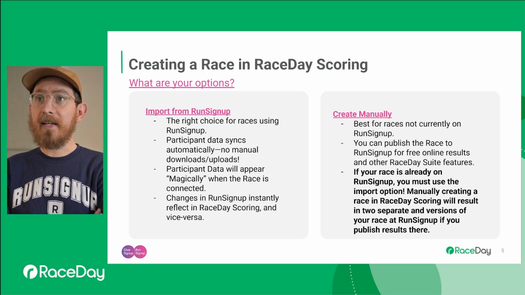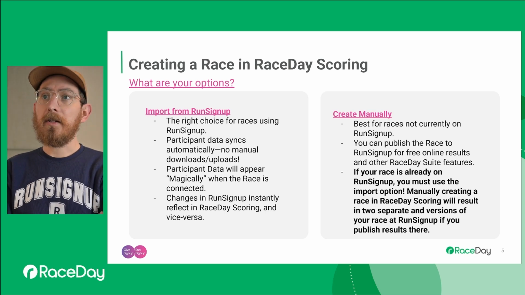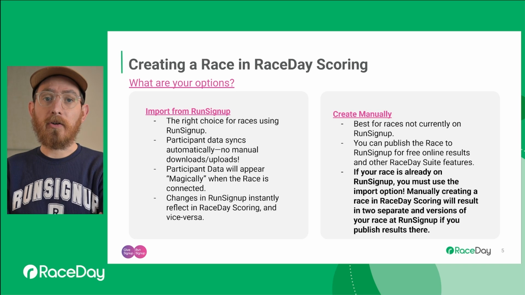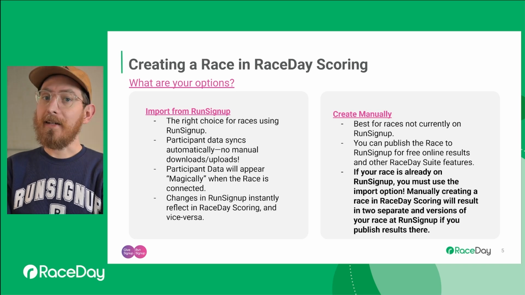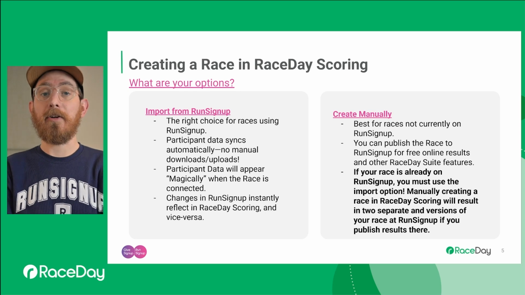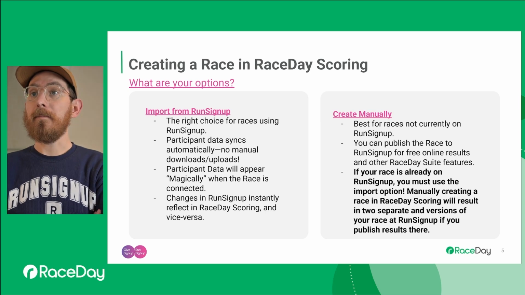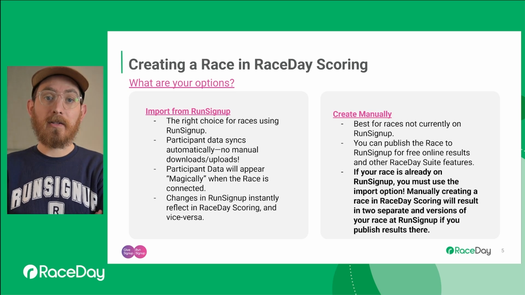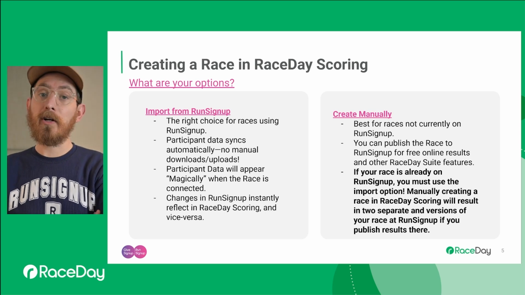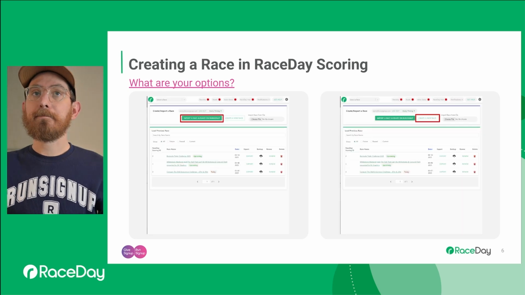If your race is already on RunSignup, just a note, you really need to use the import option. You do not want to manually create the race and then try to link it. Not possible. You have to import it from RunSignup if it originated from there. It's going to save you a lot of headaches if you just import it right away. It's not going to be good if you create the race locally and then publish it to RunSignup if it already exists there, because then you're going to have two versions of the race, one with results and one without, and that's not what you want either.